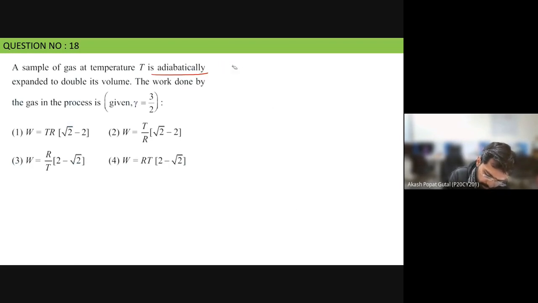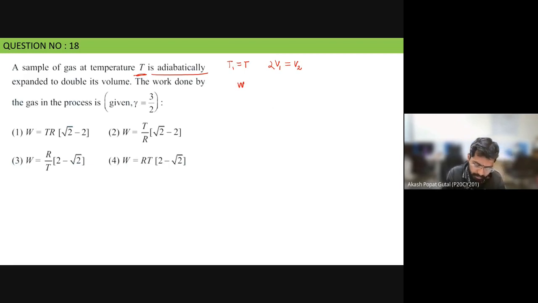Let's extract first what is given. So double the volume. The sample temperature is T. The T1 is T, and it is adiabatically expanded to double its volume. Means V1 is V, and V2 is twice the V. Okay, and the work done by the gas in the process is what we need to calculate.